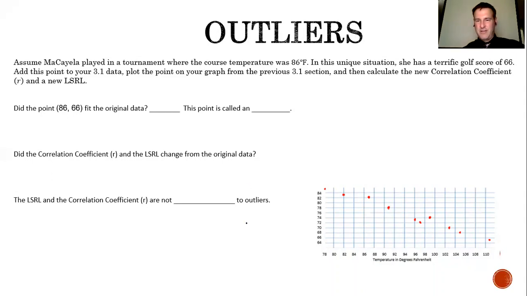I'm going to do that right now on my graph. It says a score of 66 from an 86-degree temperature. So here's 86 degrees, and 66 is about right here. Okay, I mark that in blue. And they asked, hey, does this point fit the rest of your data? And the answer is no. It doesn't look like it's close to it at all. So no. And this is called an outlier.